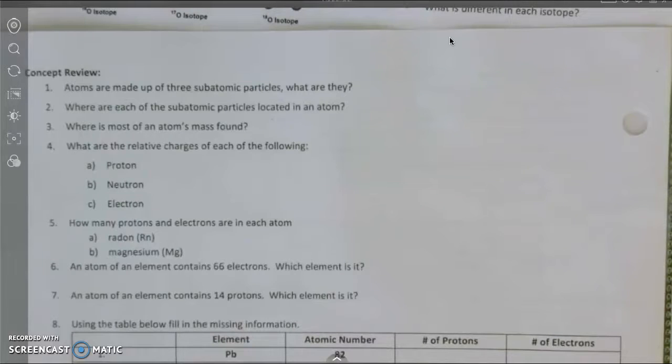And then what I would want you to do is go to a periodic table, and you're going to find radon, and you're going to find magnesium, and their atomic number will tell you the number of protons. Then we have the similar idea here that an atom of an element contains 66 electrons, and so that means it has 66 protons, which again is the atomic number. So find the element that has an atomic number of 66, and that's the element we're working with there. Same idea with number 7, but we have 14.